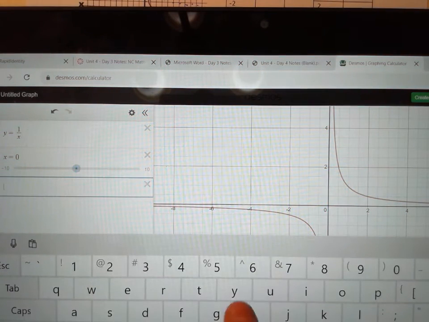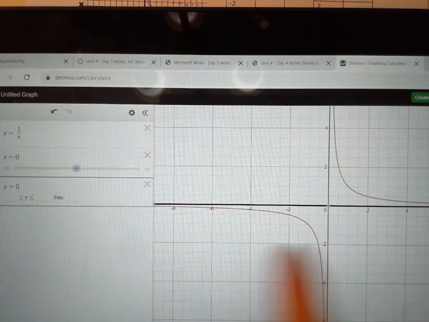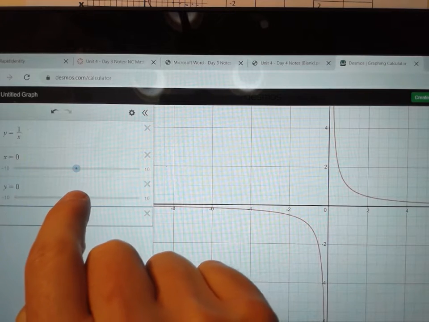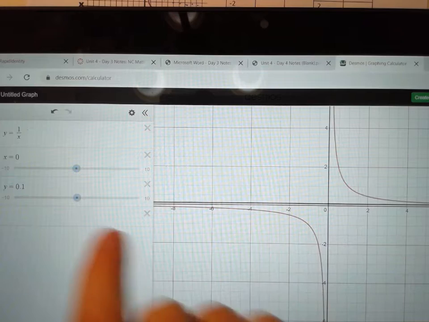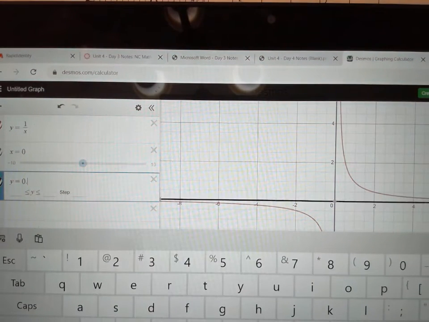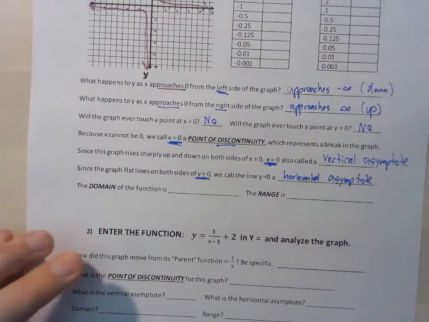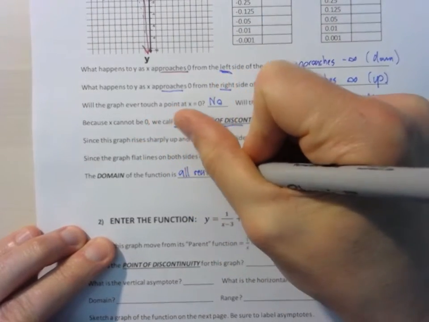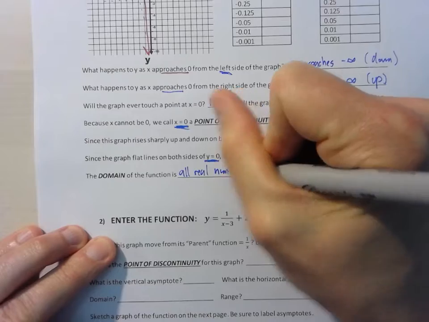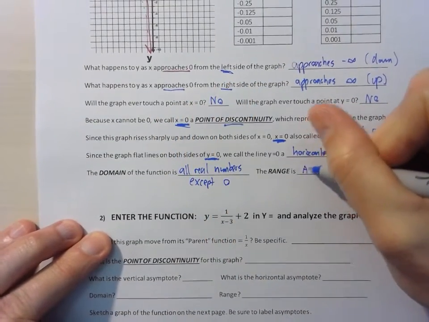Similarly, we can do y equals 0. And that's going to be the horizontal asymptote. And if I move over there, I can move that up and down too. But again, right here, it's centered right at 0. So y equals 0 is going to be your horizontal one on this graph. So we say the domain of the function is all real numbers except for 0. And the range is also going to be the same.